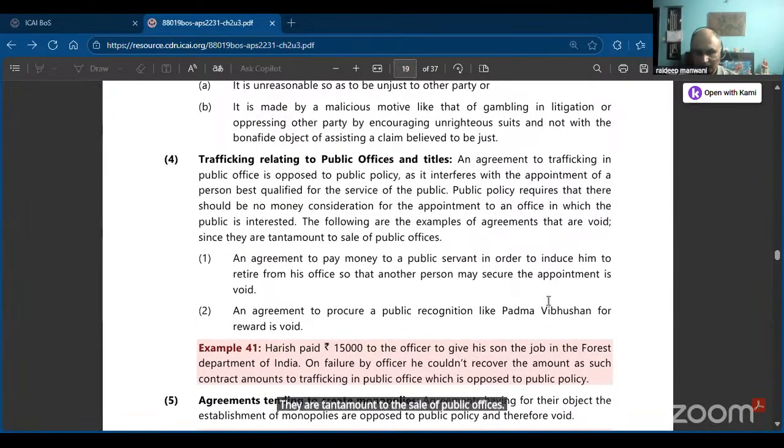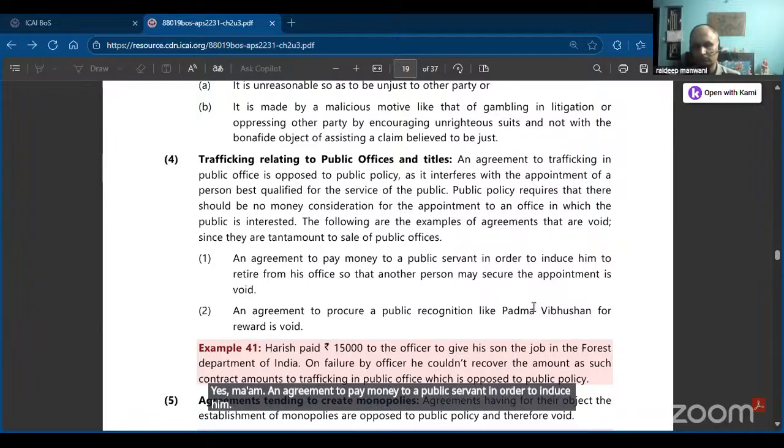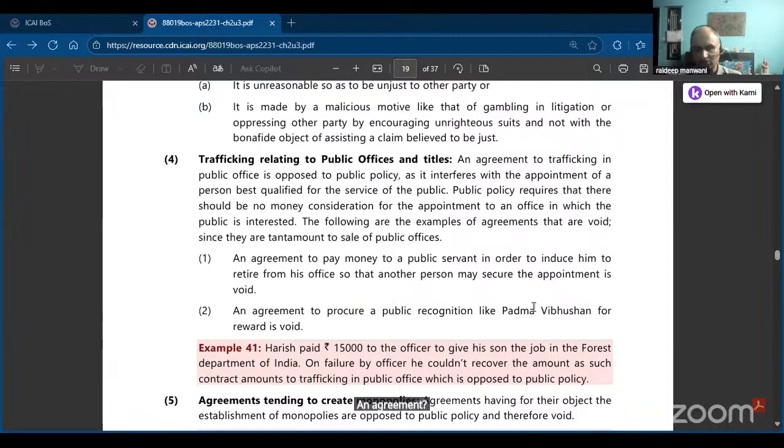An agreement to pay money to a public servant in order to induce him to retire from his office so that another person may secure the appointment is void. This is a case, write it down in brackets: Muthuswami versus Swaminathan, again a Tamil Nadu case. An agreement to procure a public recognition like Padma Vibhushan for reward is void.